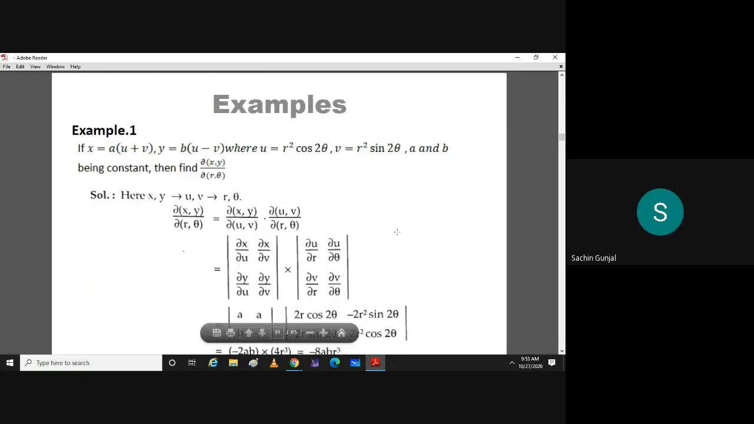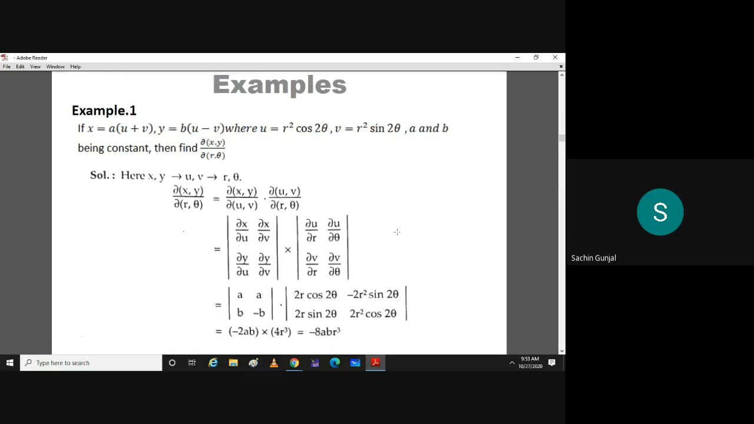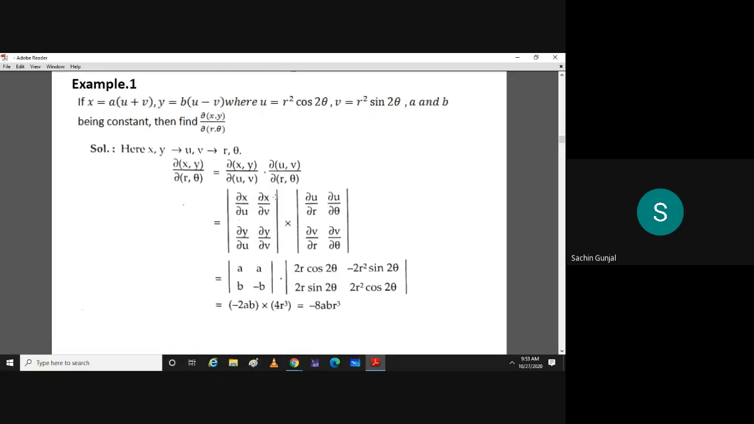So let us look at some examples of Jacobians using chain rule. So first one is x is equal to a into u plus v and y is equal to b into u minus v, where u is r square cos 2 theta and v is equal to r square sin 2 theta. Okay. And a and b are being constant. Question is find Jacobian of xy with respect to r theta.